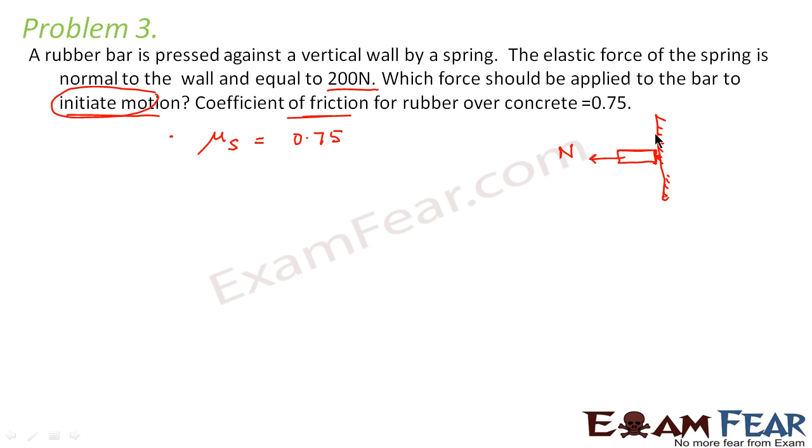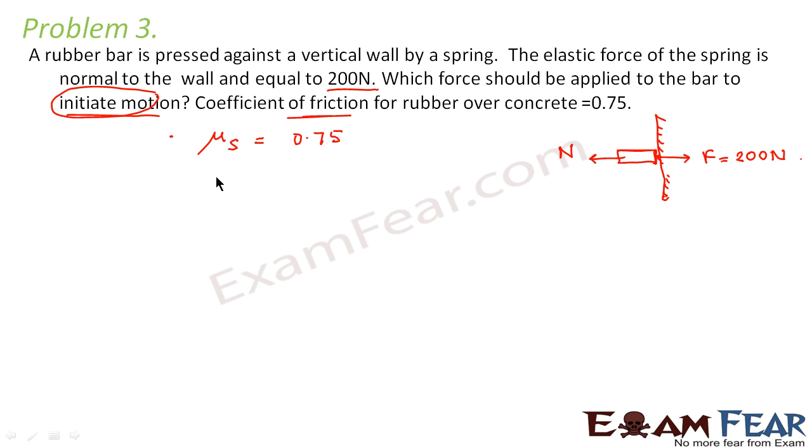And the question says that the elastic force of the spring is normal to the wall and is equal to 200 Newton. That means the force which is normal to the wall, somewhere along this direction, that force is equal to 200 Newton. And we know the coefficient of static friction is 0.75. So which force should be applied to the bar to initiate motion?